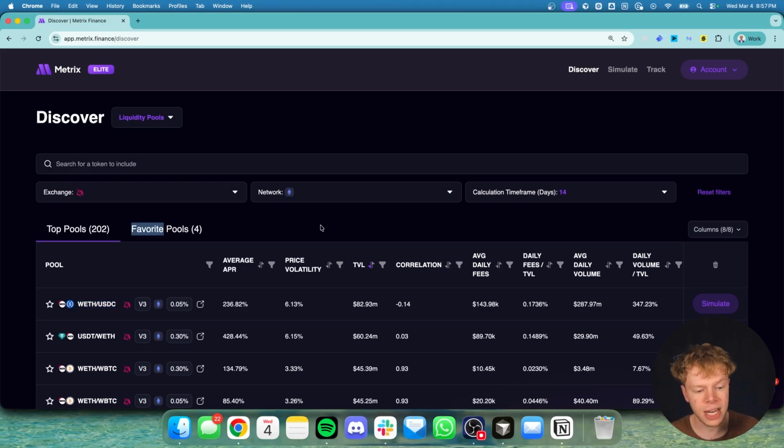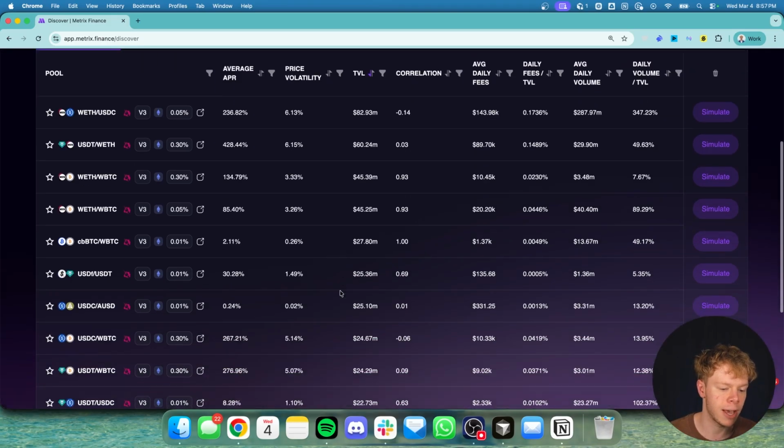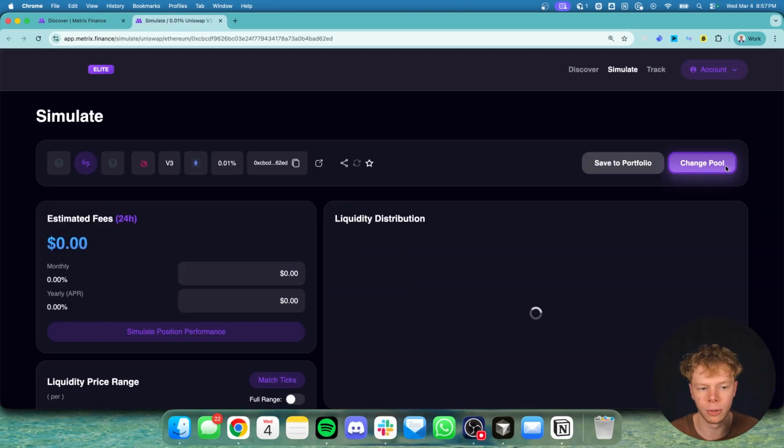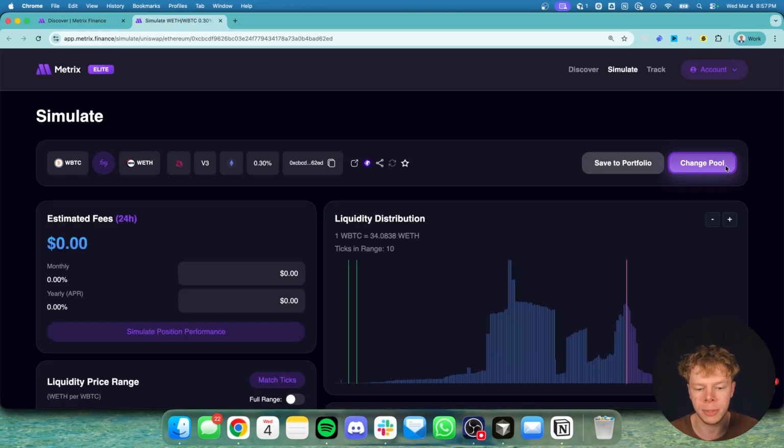So first things first, we need to look at Discover and we need to find a pool. Let's just say we were to invest into something like Ethereum to wrap Bitcoin. What a lot of people often overlook is the fact that you're optimizing for what puts the most money in your pocket. You are not optimizing for the highest APR. That right there is a fundamental shift that you need to drill in your head.